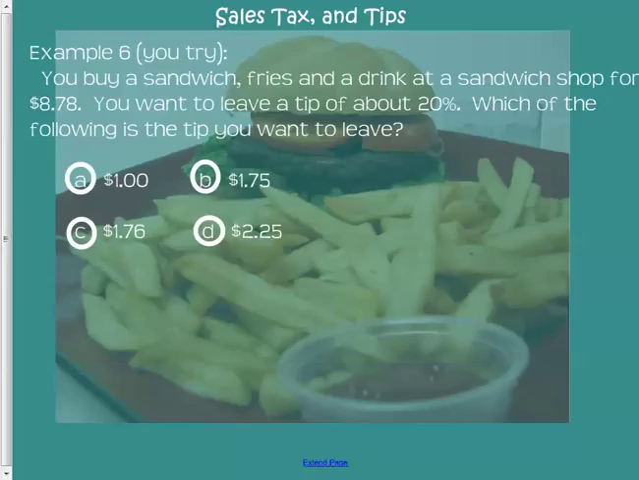Ready, set, go. All right, so if you do this, you're taking $8.78 times 20%, and you get 1.756. That's not in money yet. We don't have thousandths when we're looking at money. We only have hundredths. So look at your 5, look at your 6. The 6 tells the 5, hey, add another penny, and we get $1.76, or C.